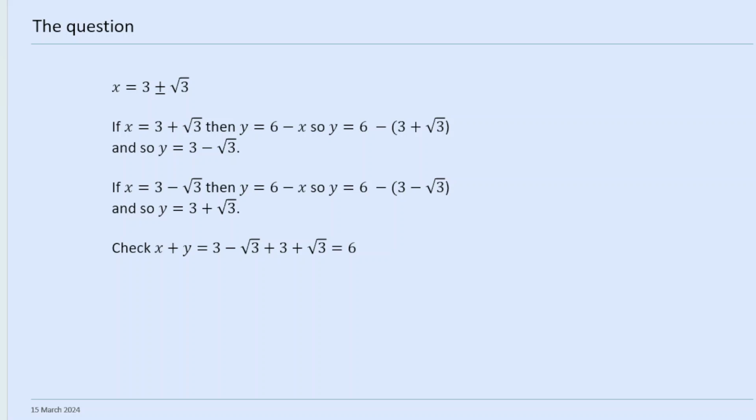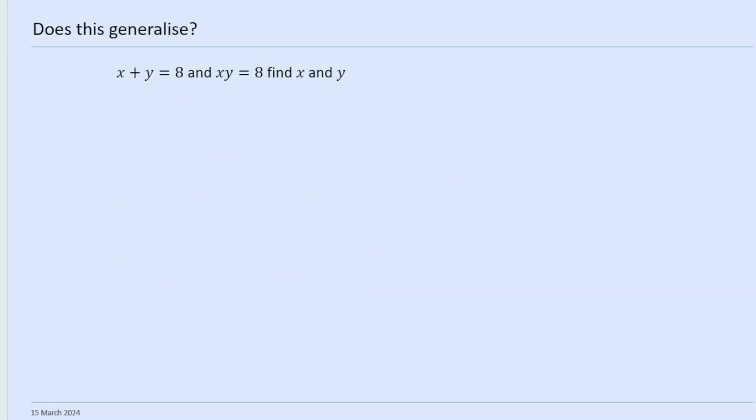So just to check x plus y, let's add 3 minus root 3 and 3 plus root 3, that's 6. And then let's multiply them. It's a difference of two squares, so it's 9 minus 3, which is also 6, so it works.